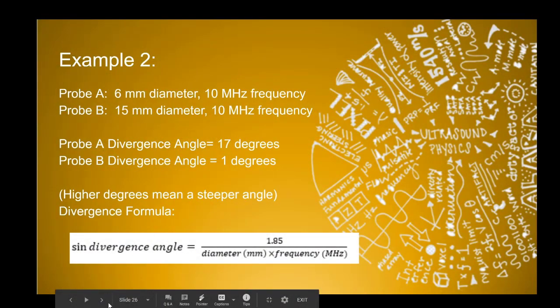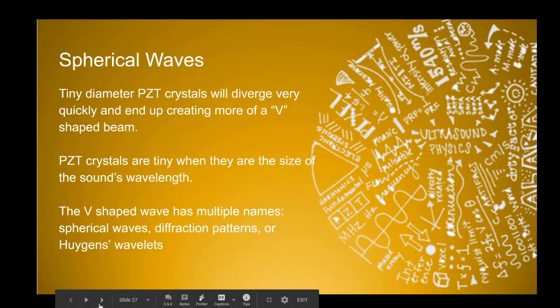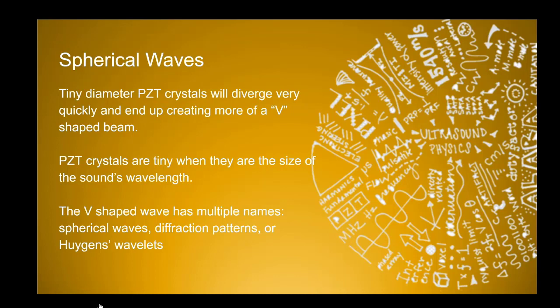Okay, just a couple more things to go over for this, and we are done with chapter 9. We are cruising, you guys. So spherical waves are a concept that when tiny diameter PZT crystals emit their sound, they don't really emit that hourglass shape that we've been looking at this whole time. They actually emit more of a V shape. And so that V-shaped beam is a spherical wave. And it has a couple different names. It goes by Huygens wavelets, diffraction patterns, or spherical waves.